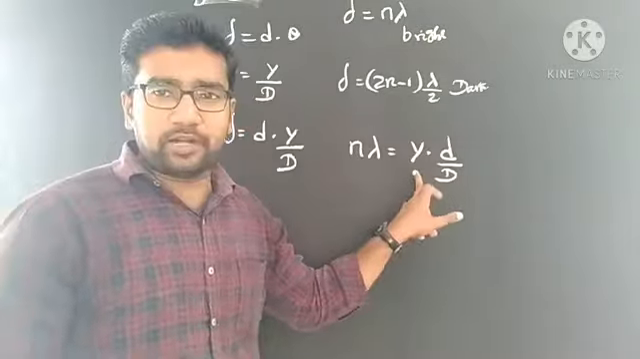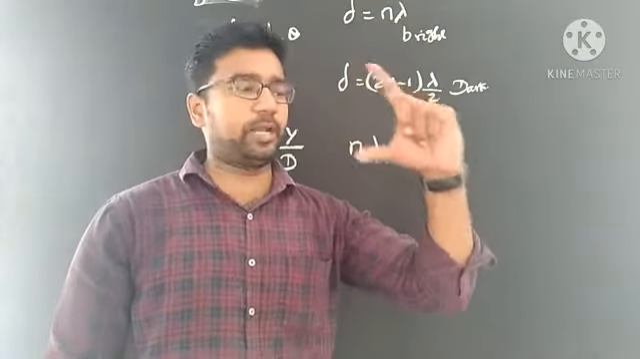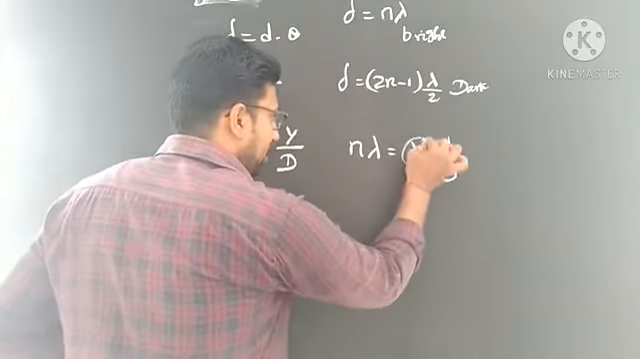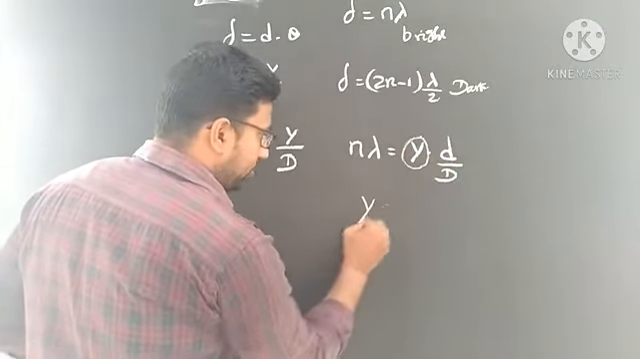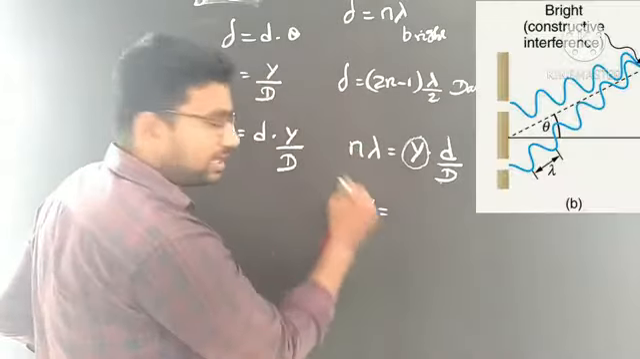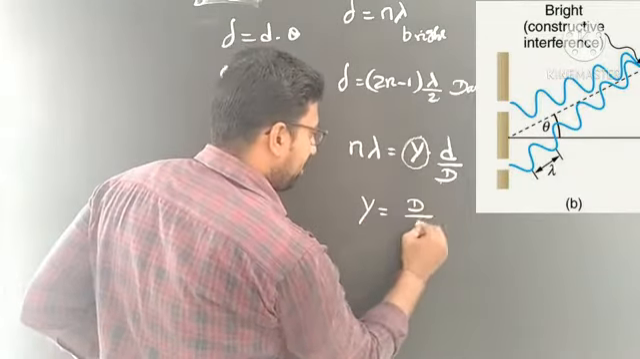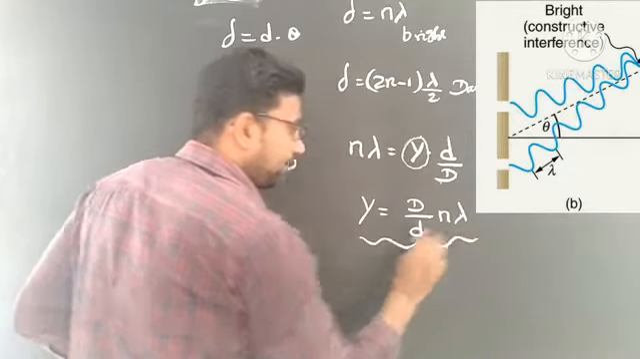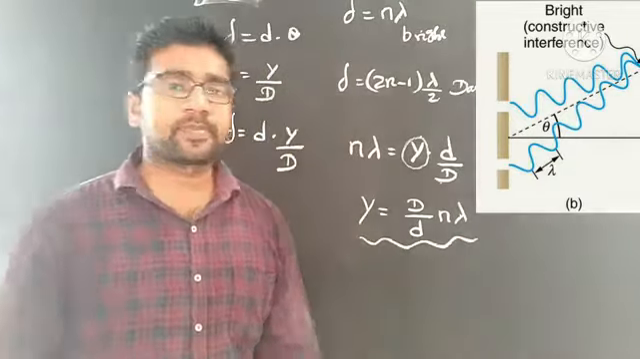Now I am going to find the position of the fringe from the midpoint of the screen to the point P. That should be indicated by the value of y. By rearranging this equation, y = (D/d)nλ. This is the condition for bright fringes alone.